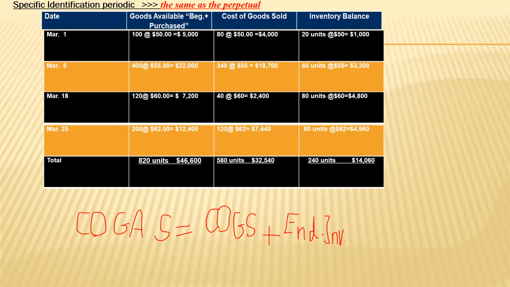Also, I will remind you again with our famous equation: cost of goods available for sale equals cost of goods sold plus ending inventory.